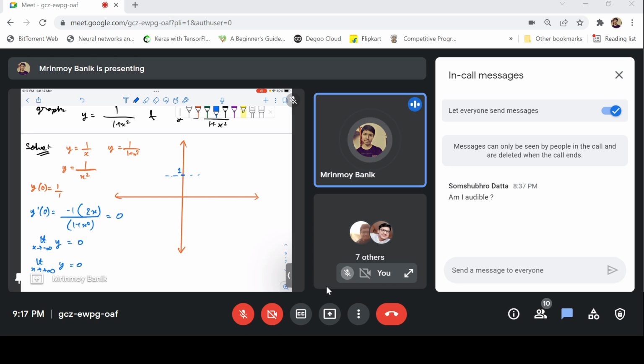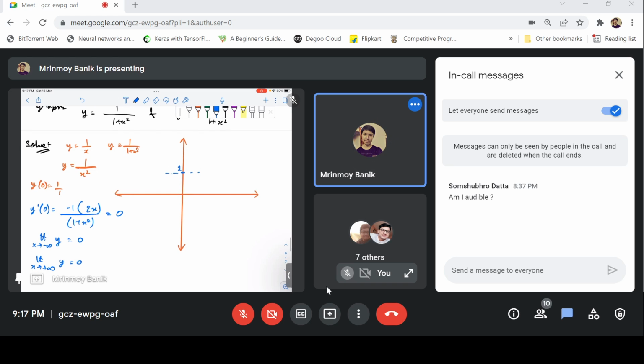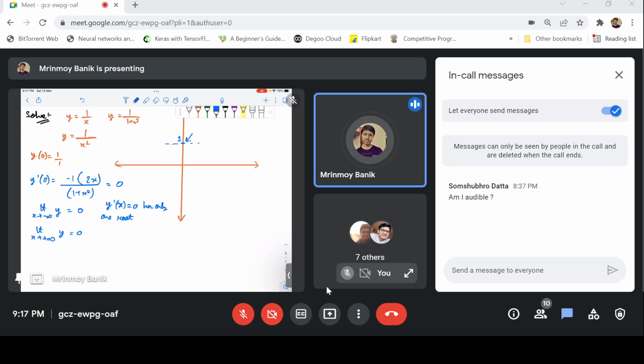And what about the concavity and convexity? Observe that y dash x equals 0 has only one real root, right? So we can expect this point at the origin to be either a global maxima or a global minima. But it seems like it would be a global maxima since at either ends it goes to 0.